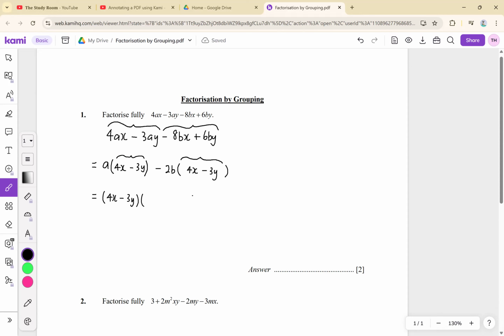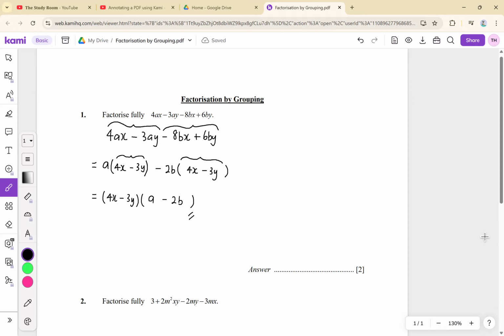Then we put a bracket again, and we ask ourselves the same question. What times 4x minus 3y will give me a times 4x minus 3y? Quite obviously the answer is a, right? Then what times 4x minus 3y will give me negative 2b times 4x minus 3y? It's quite evident that it's going to be a minus 2b, right? So this will be the final answer: 4x minus 3y, a minus 2b.